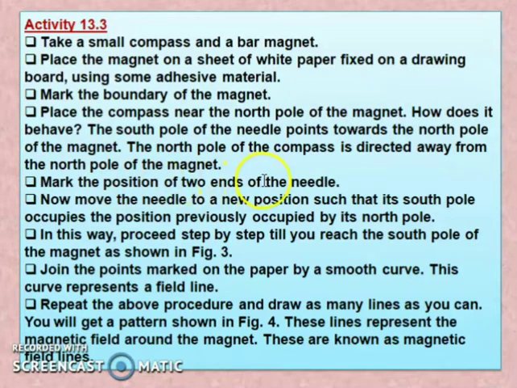Mark the position of the two ends of the needle. Now move the needle to a new position such that its south pole occupies the position previously occupied by its north pole. In this way, proceed step by step till you reach the south pole of the magnet. That will be shown in the figure. Join the points marked on the paper by a smooth curve. This curve represents the field line. Repeat the procedure and draw as many lines as you can, and you get the pattern of the figure. So you can get magnetic lines. These lines represent the magnetic field around the magnet, and they are known as magnetic field lines. So using this activity we can find the magnetic field lines.